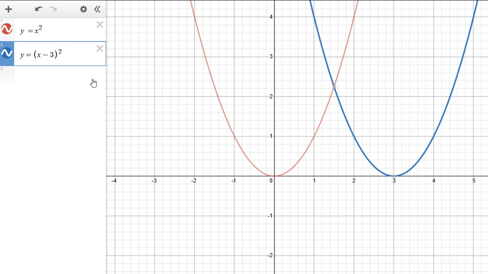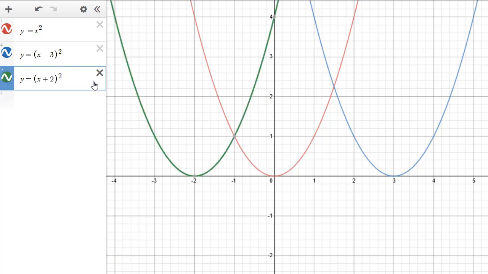Okay? If I want to shift it left by 2? Well, if I want to shift it left by 2, I do y equals, shifting it left, so I'm going to add to the x, so x plus 2, quantity squared. And now it's shifted left. Okay? That is it in a nutshell. If you got that down solidly, there's nothing you can't do.